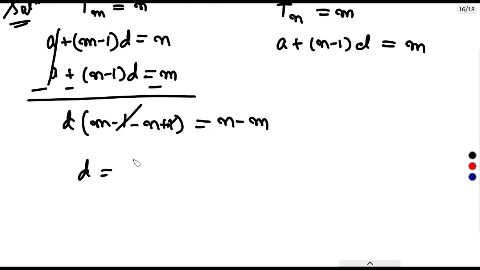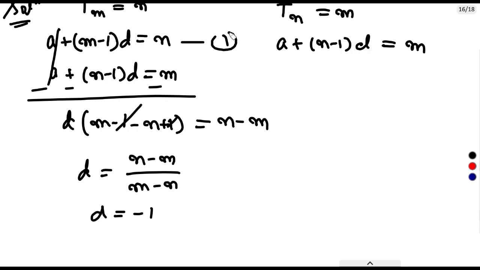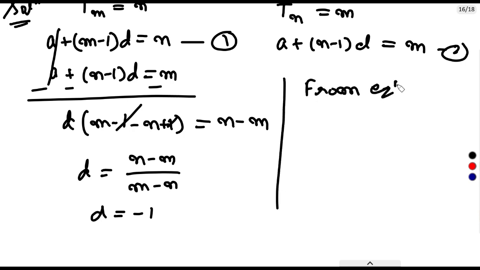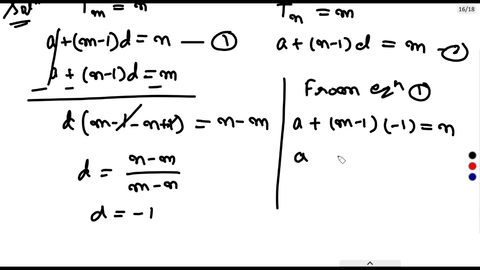d is equal to n minus m divided by m minus n, means minus 1. d की वैल्यू सब्सटीट्यूट कर दीजिए. सपोज इक्वेशन 1 में सब्सटीट्यूट कर रहे हैं, देन a प्लस m माइनस 1 d के प्लेस पर माइनस 1 इज इक्वल टू n. फर्स्ट टर्म a will be m plus n minus 1.